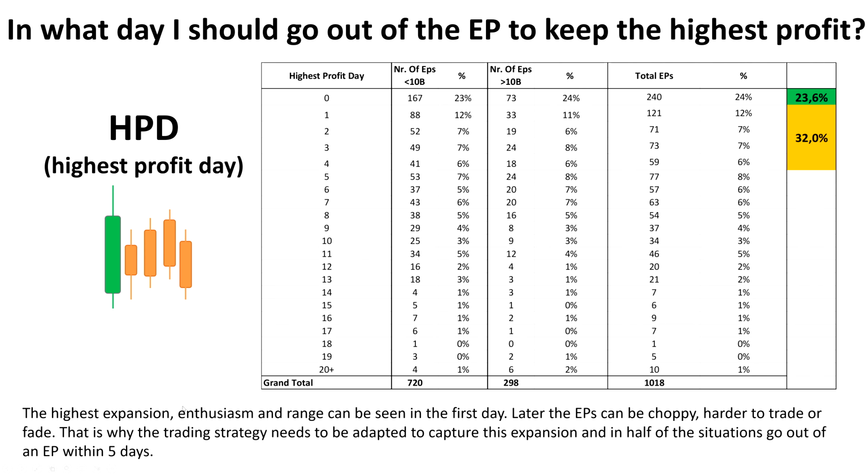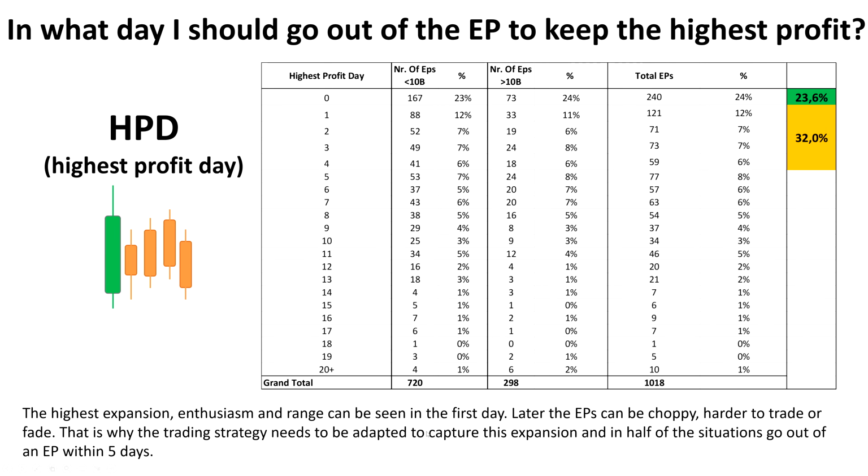So here's an insight again after the deep dive: the highest expansion, enthusiasm, and range can be seen the first day. Later, the EPs can be choppy, harder to trade, or fade. That is why the trading strategy needs to be adapted to capture this expansion, and in half of the situations go out of the EP within 5 days. I'll let you pause and think about how this can influence your trading strategy, but to me it was a nice insight.